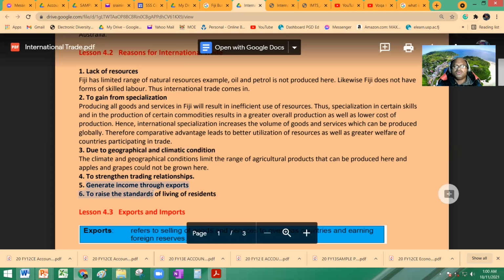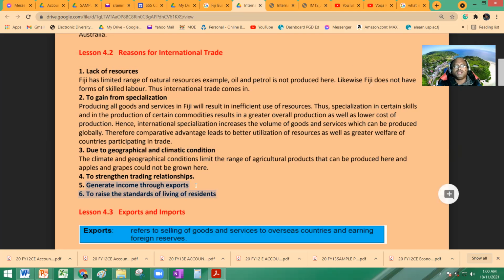Now, next one, to generate income through export. People in Fiji exporting to other countries generate income. That is one of the things that people do. They generate income by producing and then exporting to overseas. Income that comes from overseas.